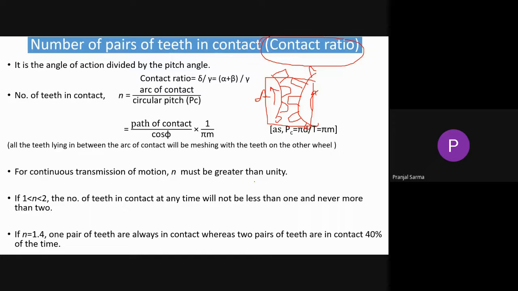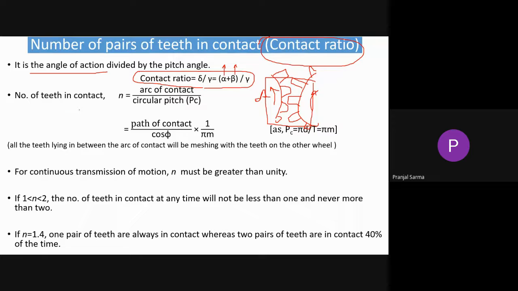Now, theoretically, how can we get that value? It is the angle of action divided by the pitch angle. If you know the angles, then that is your pitch angle. So the contact ratio we can get by delta by gamma. Both the parts are there: alpha plus beta divided by the pitch angle. Okay, it is in terms of the angle.